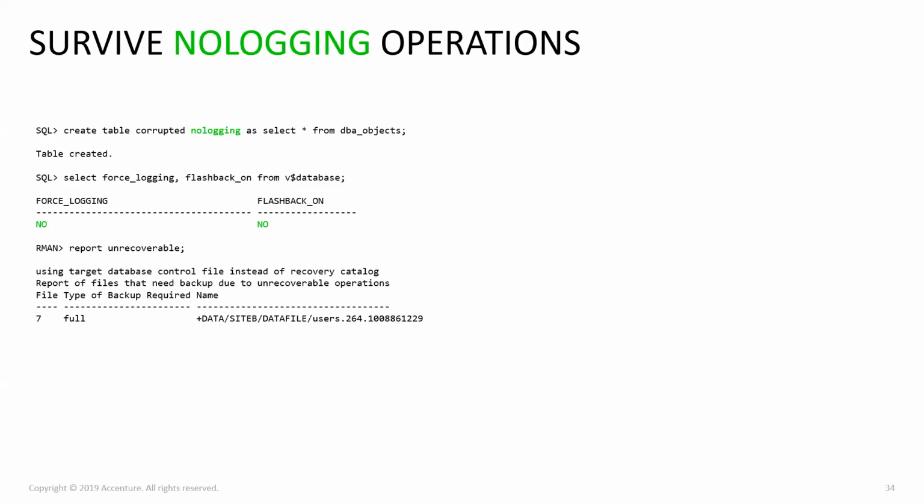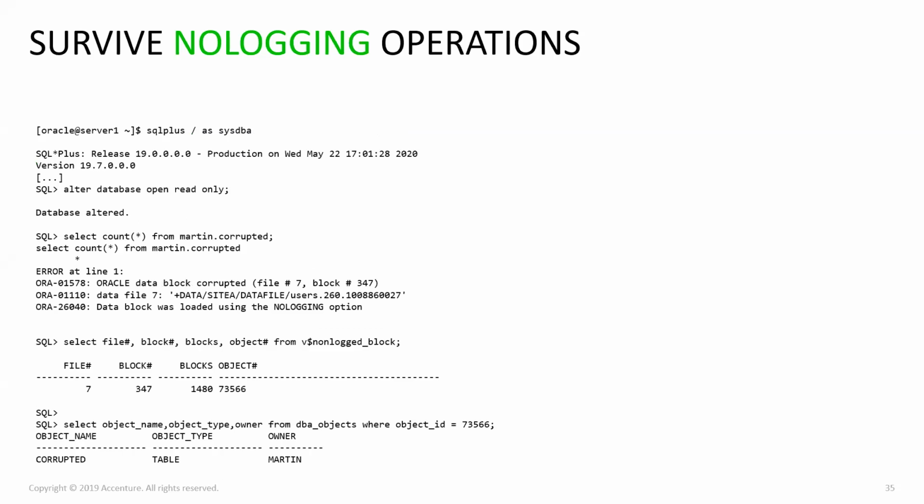And I can check forced logging is off, flashback is off, and if I run an RMAN report unrecoverable, yeah, guess what? There is now a full backup required of this data file. And what happens if I open my standby read only? I do this, and obviously query from the table, and it tells me, oh, data block so-and-so is corrupted on my data file. So that's not good. I can look into V$NONLOGGED_BLOCK, and I see that file 7, block 347 onwards, I've got 1,480 blocks that aren't really good, pertaining to object 73566, which is my table I just created.